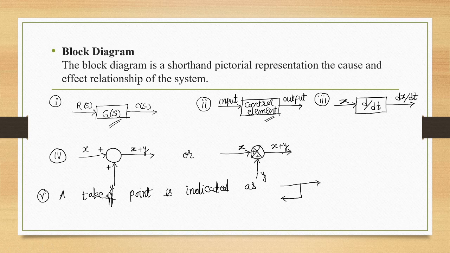Now, second example, input output relationship by using this control element. Here x and this d by dt is the operator, then we get dx by dt term. Addition is given by this circle, summing the terms or subtracting the terms. Here x plus y we represented by this diagram. Now takeoff point is given by this.